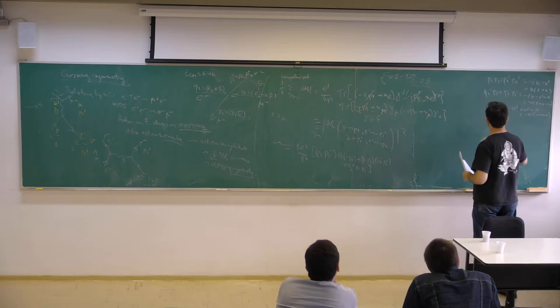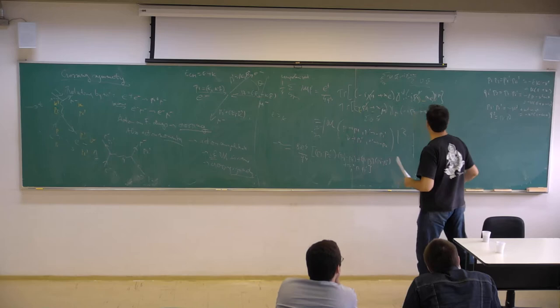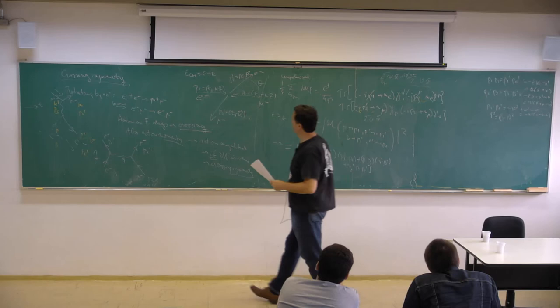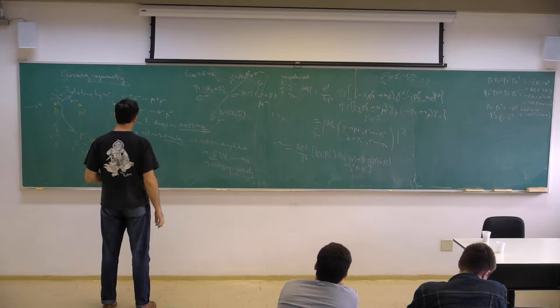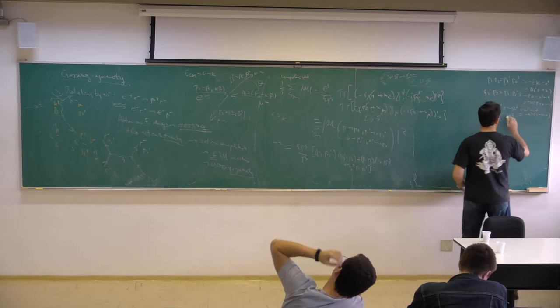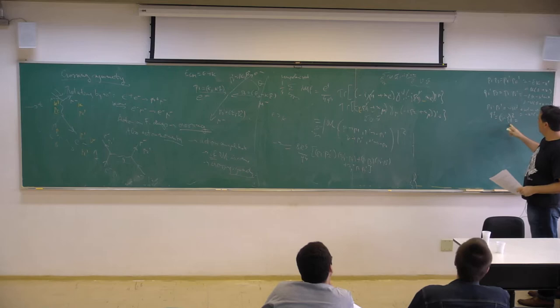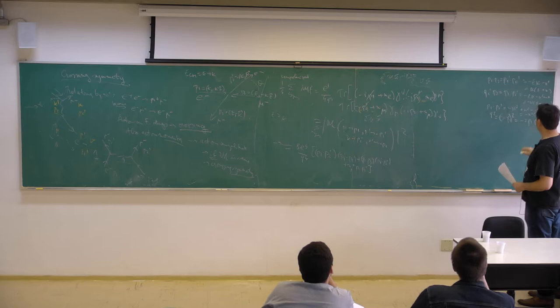And q squared. No, sorry, for this diagram, q is equal to p1 minus p1 prime, squared. But one corresponds to the electron, which is approximately massless. That means p1 squared and p1 prime squared are both zero. And this is minus 2 p1·p1 prime. So 2k squared (1 minus cos theta).